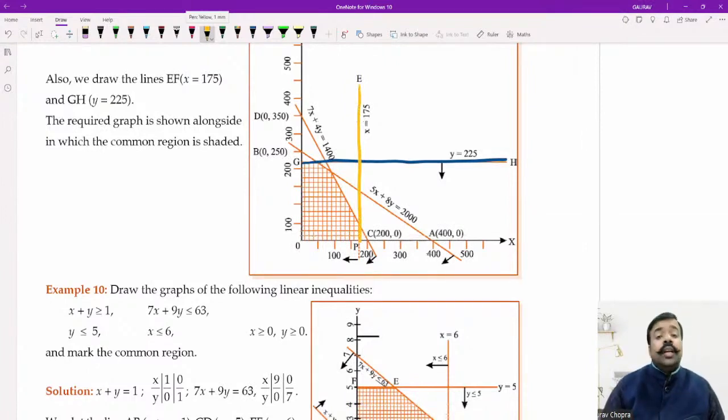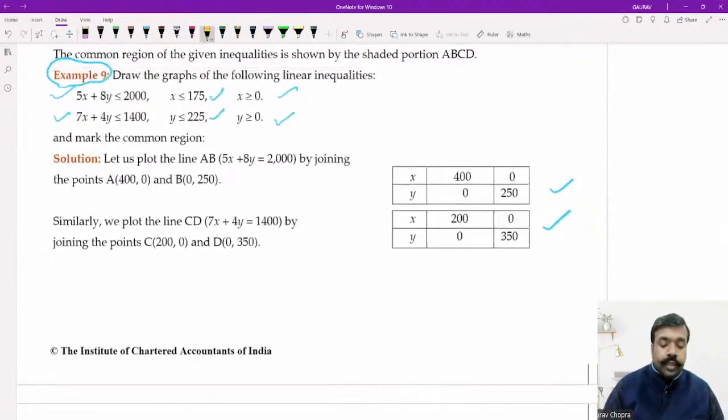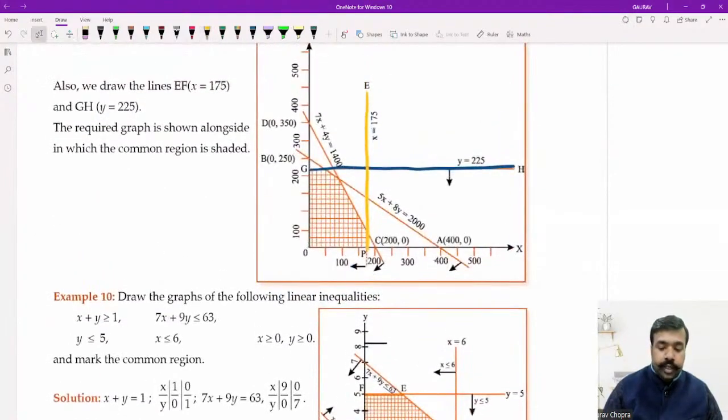Now, since the question said y is less than 2 to 5, less than means it will go towards the origin, inside, and x is less than 175. So it will also go towards the origin. So both are going inside. So let us mark the inside area. So this is inside, and this one also goes inside.